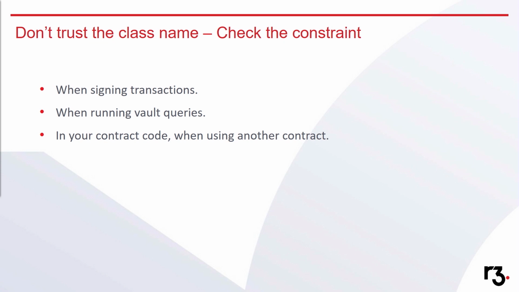So never trust just the class name. Also check the constraint for the full smart contract address. You must do that when signing transactions. You can do that when running Vault queries; there's a new API. And also in your contract code, when using another contract and there's other states, you must check the constraint of those states. Otherwise, you risk what Alice did. There is an alternative technique called package ownership that makes this a bit easier, but there's no time to discuss it now.